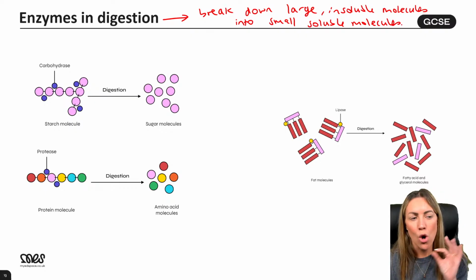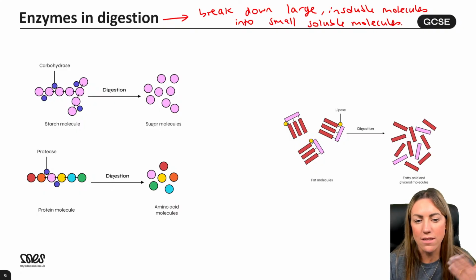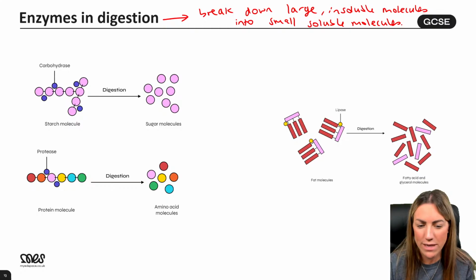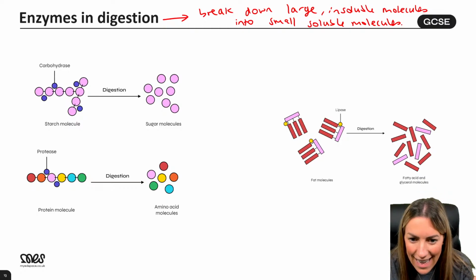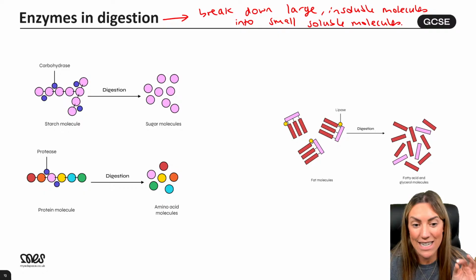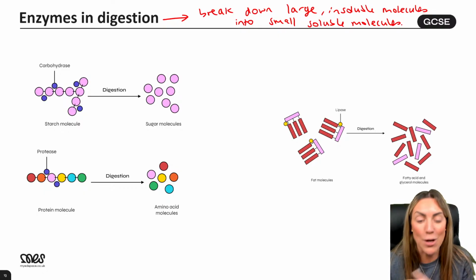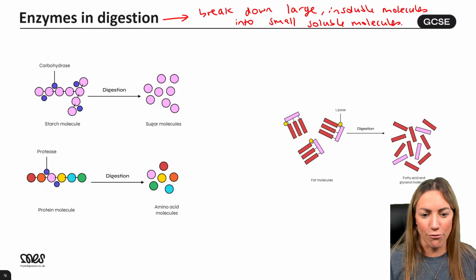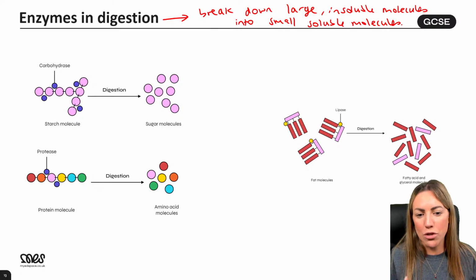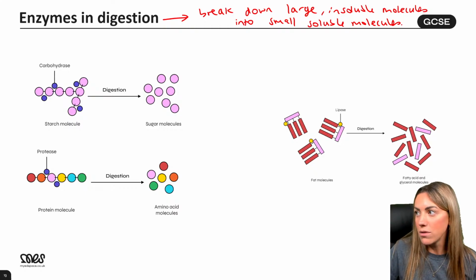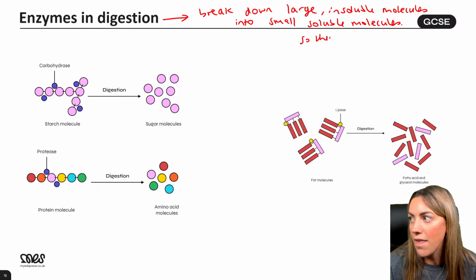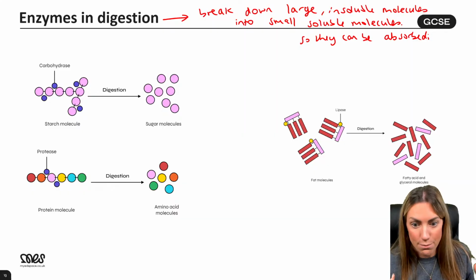Thinking about digestion, why do we need to break down large insoluble molecules into small soluble molecules? Like, why do we need to break down starch into glucose? Exactly. So not so it's easier to digest, it's so we can absorb. We've literally just done the small intestine, right? In the small intestine, we absorb nutrients. We cannot absorb starch, protein, lipids. They're too big. So we need to break them down into small soluble molecules. And I'm going to add on so they can be absorbed, as in they can go into the bloodstream.